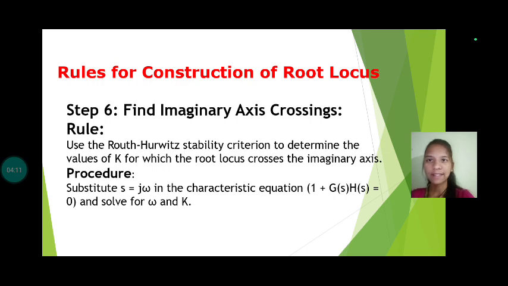Next step, finding the imaginary axis crossing. Use the Routh-Hurwitz stability criterion to determine the values of K for which the root locus crosses the imaginary axis. Procedure: substitute s equals j omega in the characteristic equation 1 plus G(s)H(s) equals 0. By this equation, we find the imaginary axis crossing point and solve for omega and K.